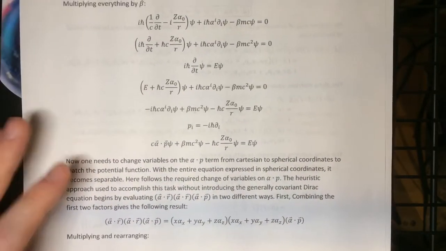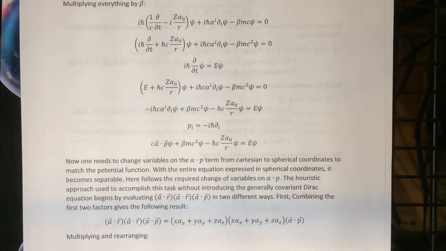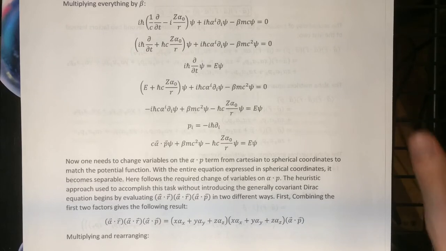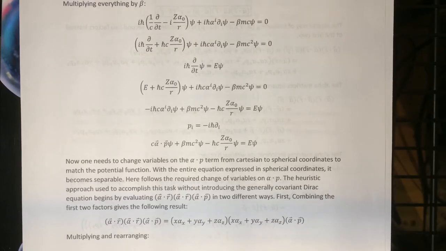So alpha dot p is the thing we need to coordinate transform, and I'm going to show you the heuristic way that's typically used for writing the Dirac equation in spherical coordinates, as I just explained. It starts with this quantity here, this triple product. We rewrite it in two different ways, set them equal to each other, and then do some solving, and you'll see how that works out.